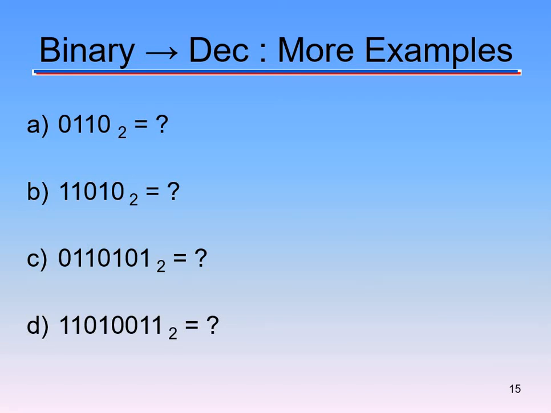Alright, so A, the binary number 0110, becomes 6. Binary number B, 11010, translates to 26 in decimal. C, the binary number 01100101, translates to 53 in decimal. And D, 11010011, translates to 210 in decimal. So hopefully you got those. If not, email me. We can go through a few more or ask some questions in class.